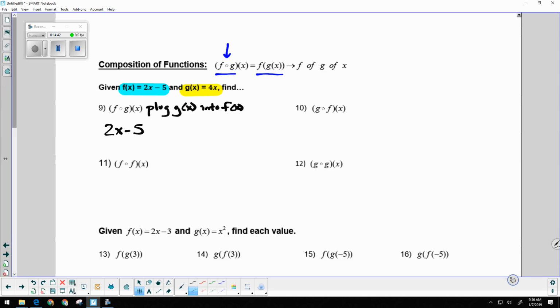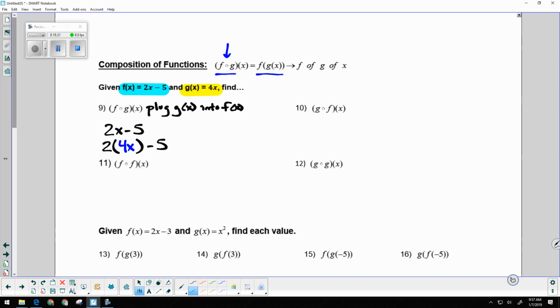Now then, we are going to take this 4x and plug it in for this x right here. We are substituting. I've been using the word plug in. We're going to plug 4x in for x. So what it's going to look like when I do that is 2 times 4x gets plugged in. It replaces the x. I don't have a double occurrence of that x. It's replacing that x. Minus 5.